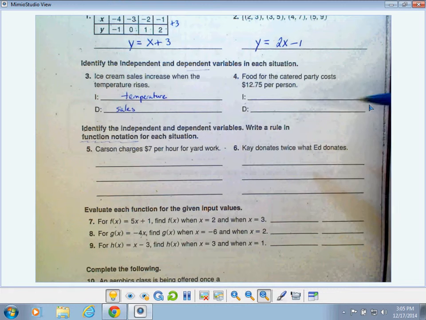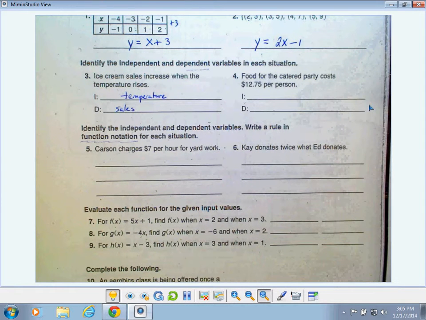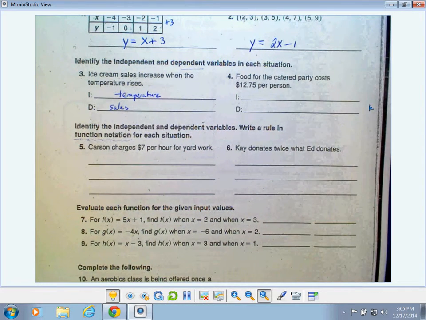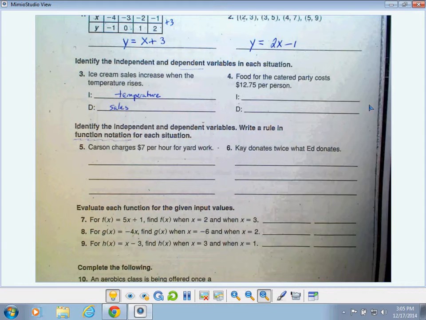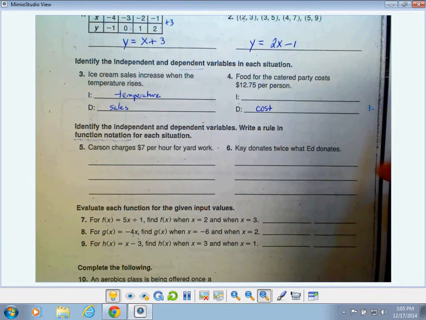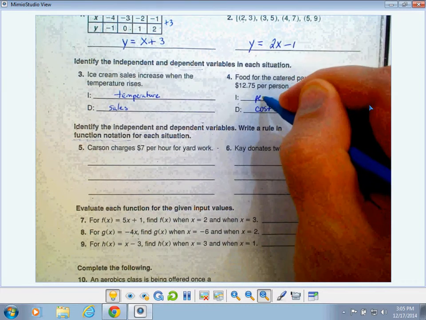So let's read number 4 and see if we can figure it out. It says the food catered for a party costs $12.75 per person. Well, in that case, you're trying to think about, what would affect the other thing? Imagine if you had more people, the party would cost more. So it's the cost that depends on the people, or the number of persons, so to speak. So the cost is the dependent thing, and the independent part is the number of people.